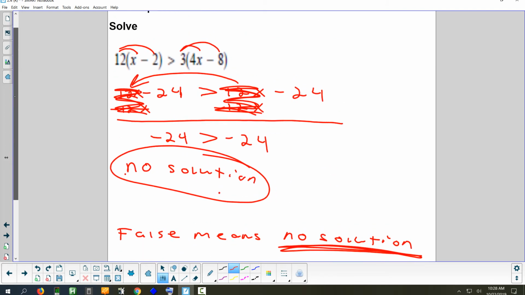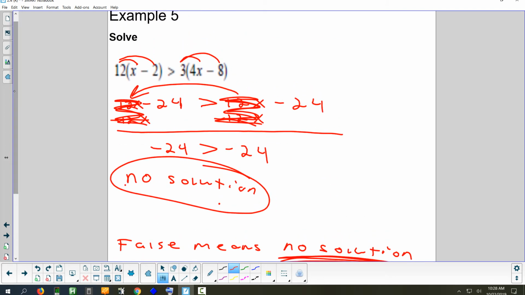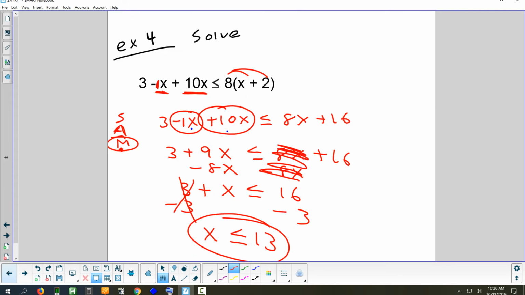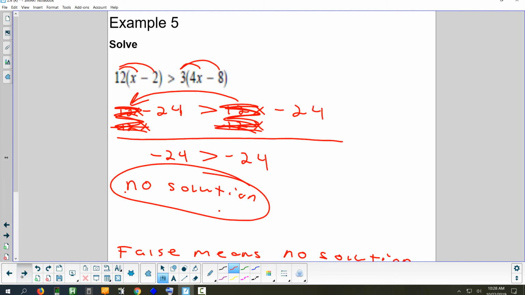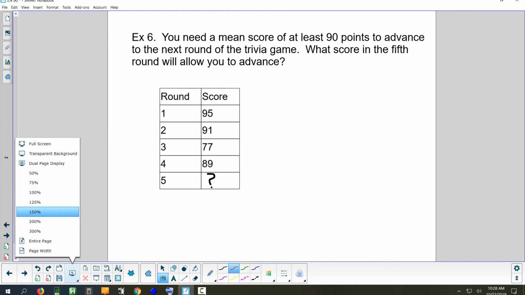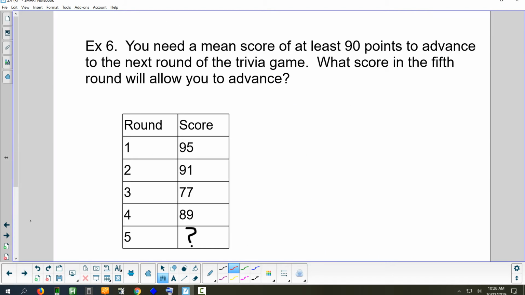Any questions why this one came out no solution? Usually that's a shorter problem. See how we didn't have to do that much work. It was really 2 steps, versus one like the last that was 3 or 4 steps. Okay, that was longer. All right, so last question.